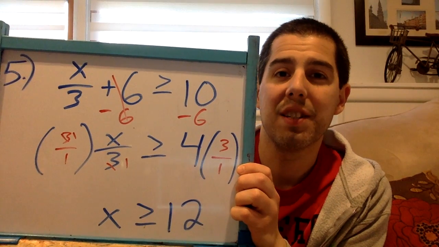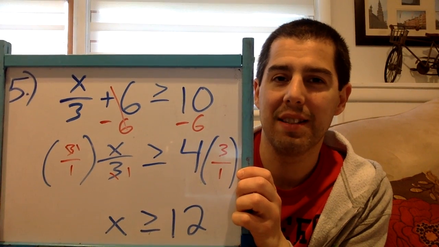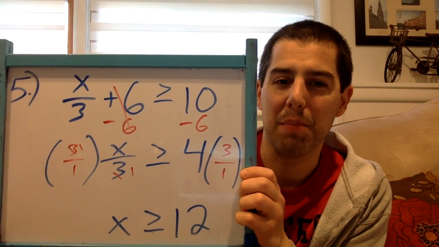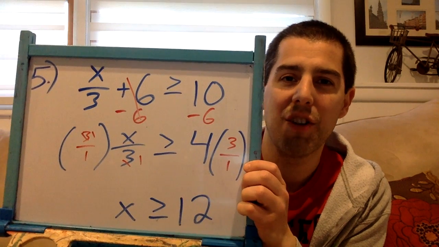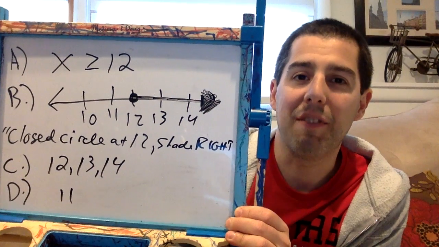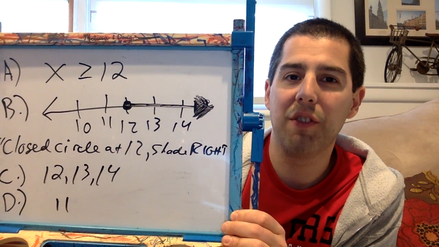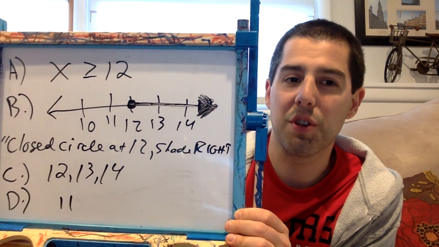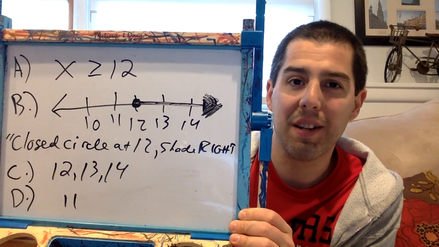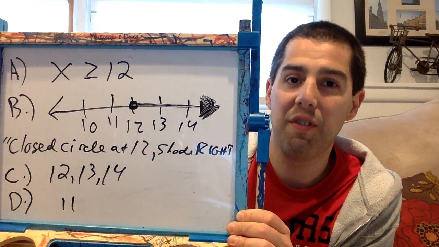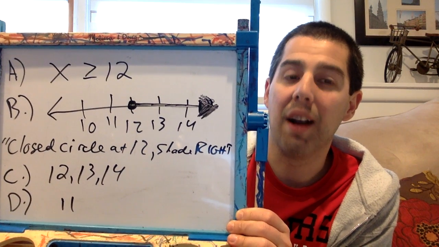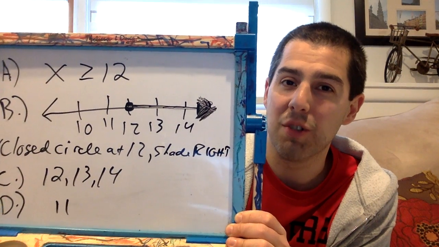Number 5, subtract 6 on both sides, then multiply by 3 on both sides, and you'll get x is greater than or equal to 12. If x is greater than or equal to 12, then you make a closed circle at 12 and shade right. Possible solutions 12, 13, and 14. 11 is not a possible solution.